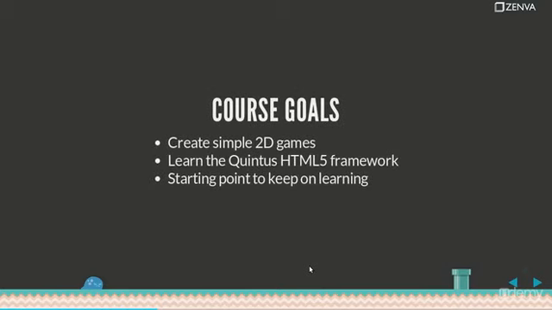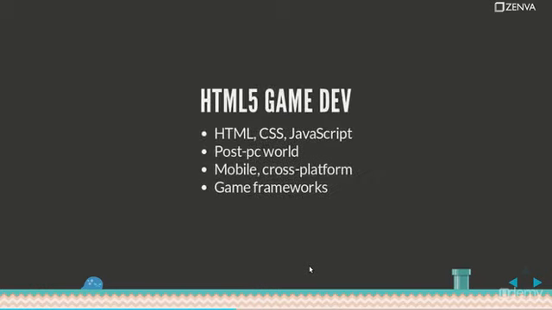The course goals are for you to learn how to create simple two-dimensional games by creating this simple defense game, Veggies versus Zombies. You'll learn the Quintus HTML5 game framework, which is a very lightweight JavaScript library that allows you to create games using simple web technologies. This course will be a starting point for you to keep on learning because this is such a new topic that there's so many new things coming out that it's really interesting. I love it, and I'm sure you'll love it too.